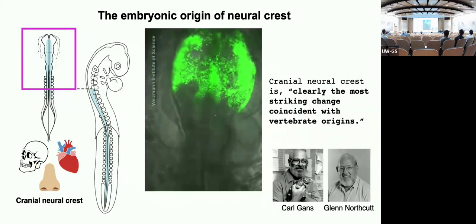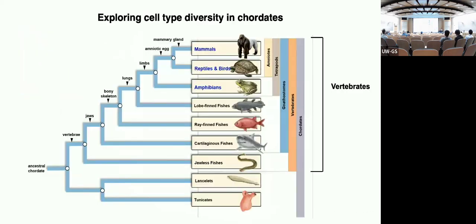And back in 1983, these two gentlemen, Gans and Northcutt, came up with this really influential work that said that cranial neural crests were clearly the most striking change coincident with the vertebrate origins. So they basically were saying that this cell type made us uniquely who we are. So as I mentioned, all vertebrates have neural crests, so sharks, fish, frogs, reptiles, mammals.